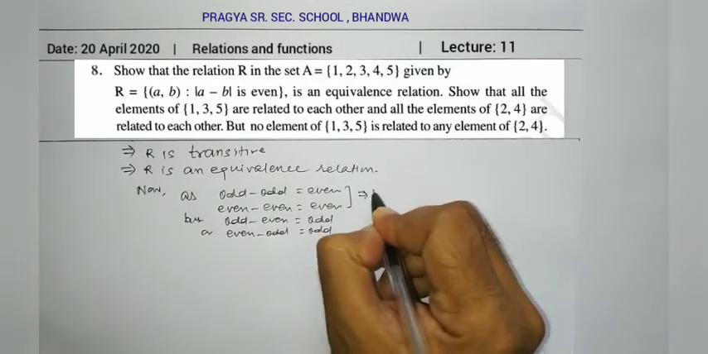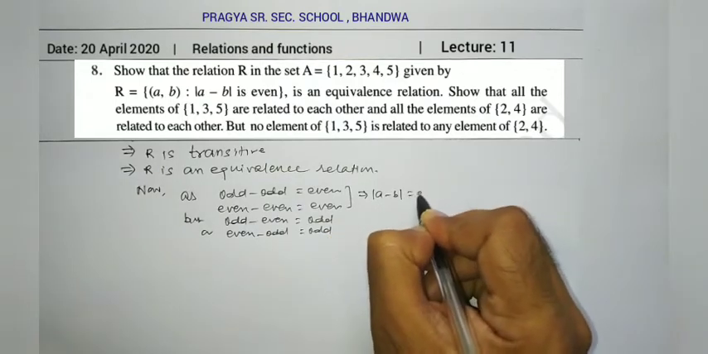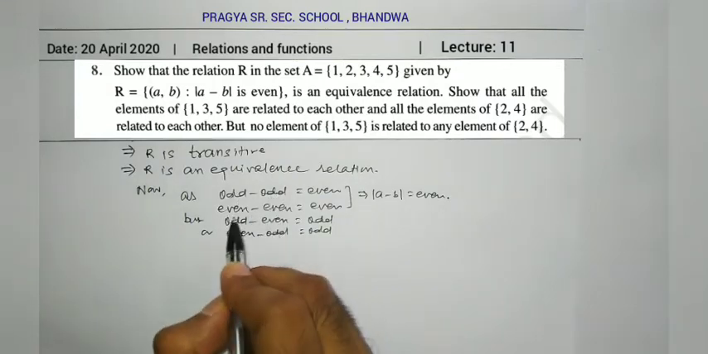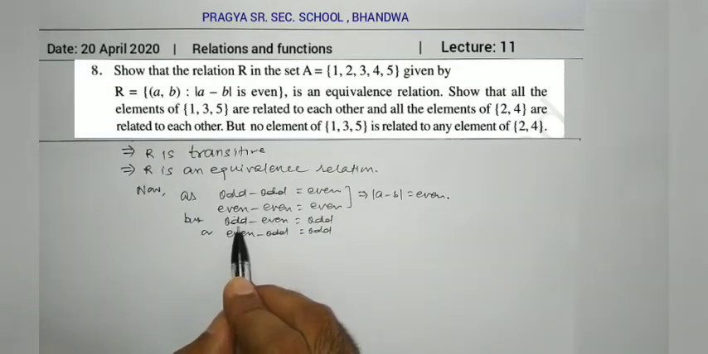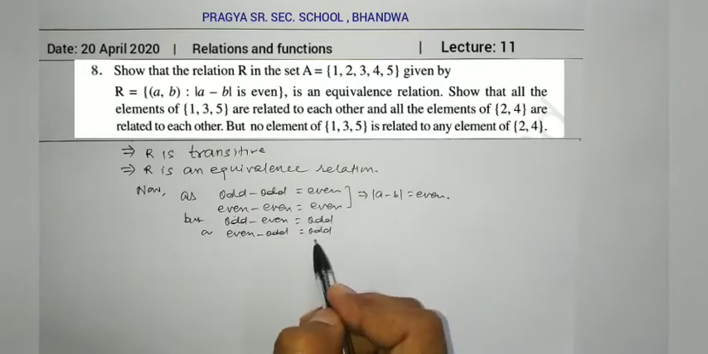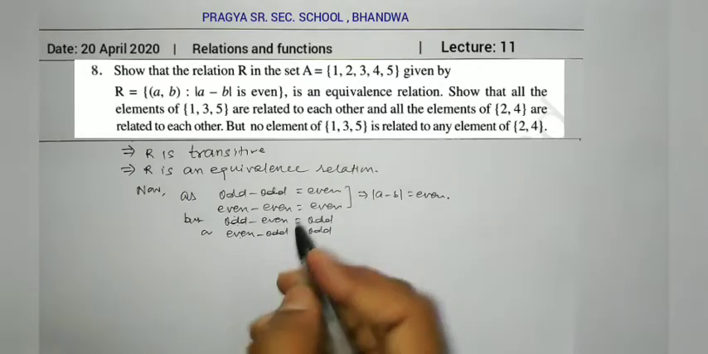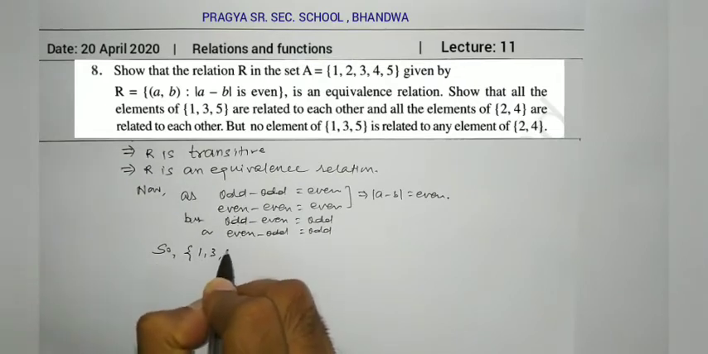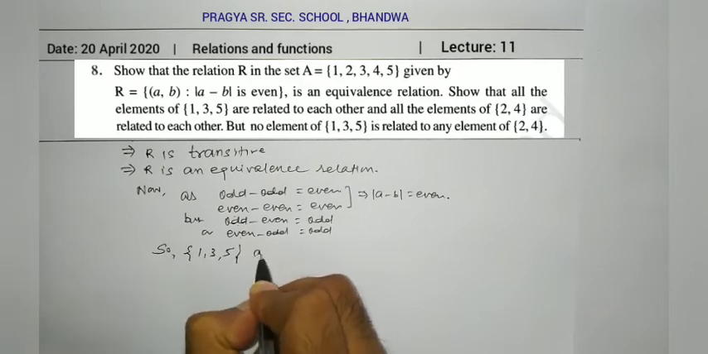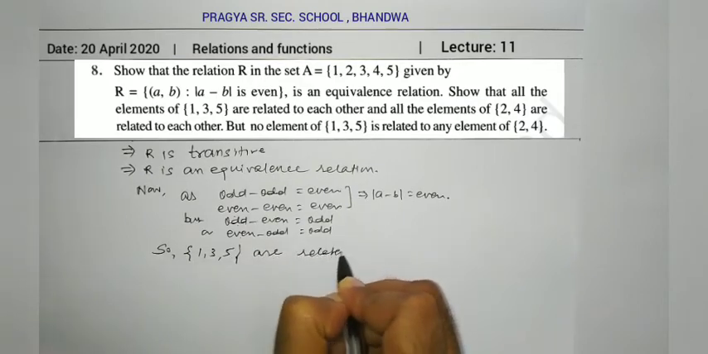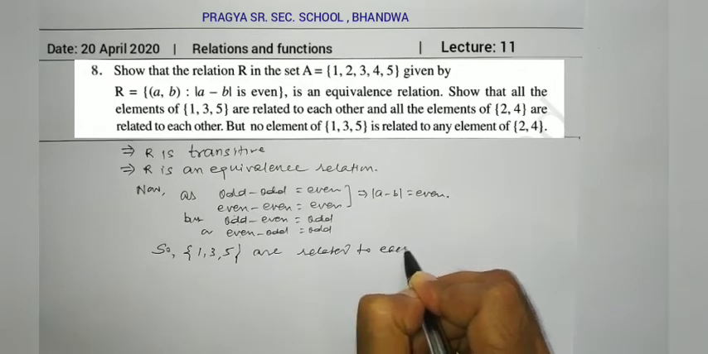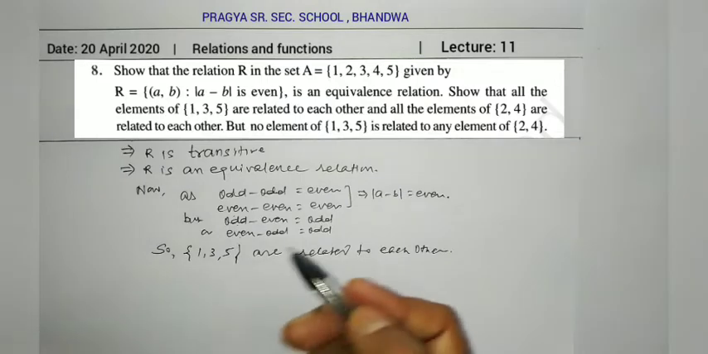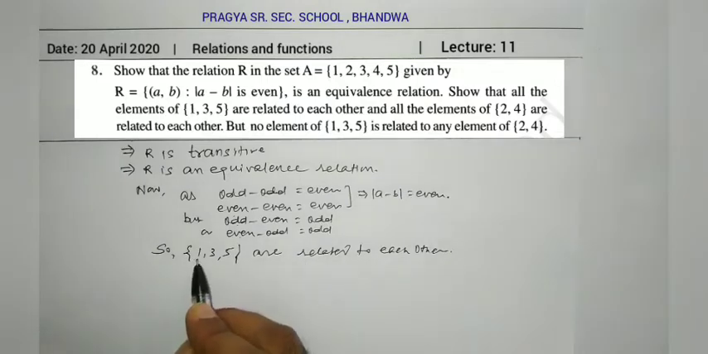So this time we have to prove that mod A minus B is even. So both the elements should be odd odd or even even. If you consider odd even or even odd, then our result will be odd, which is not applicable in this case. So you can write simply 1, 3, 5 are related to each other. Are related to each other means 1, 3, 5 are related to 1, 3, 5 only, because odd should be related to odd only.